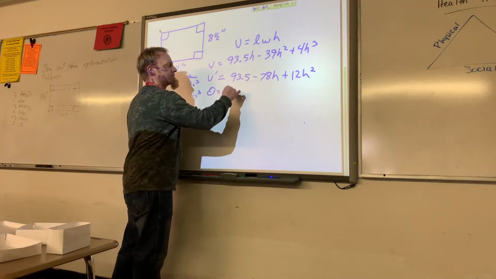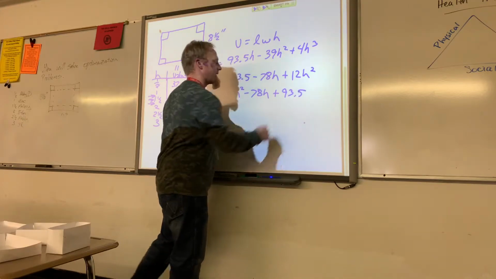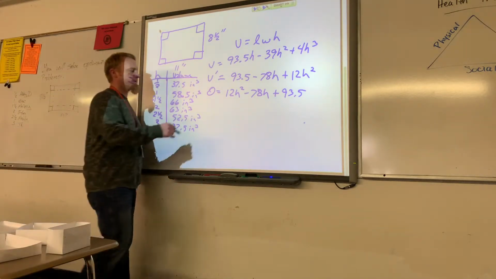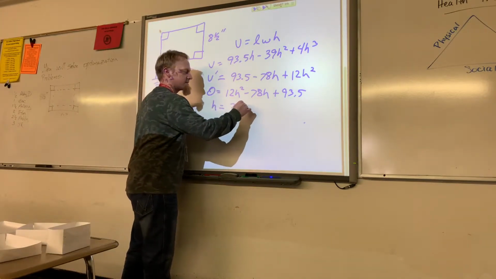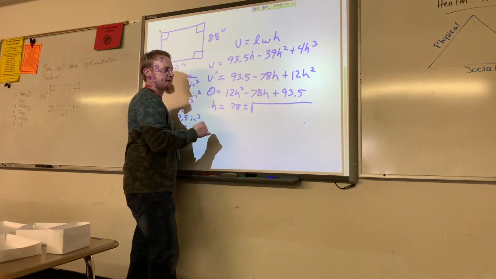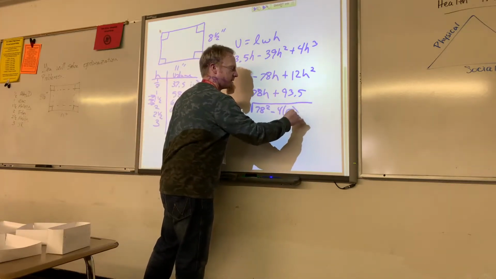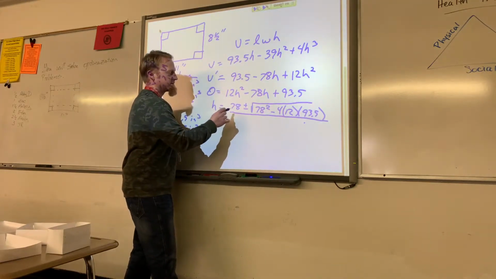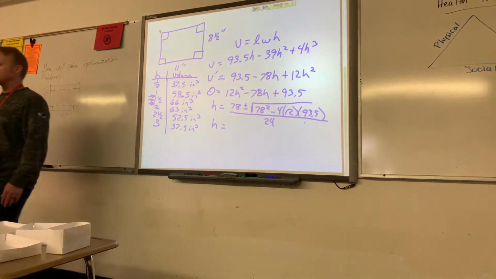I'm going to go ahead and reorder this. So 12h squared minus 78h plus 93.5. Okay, obviously I'm not going to factor that. So what are my options in going forward versus factoring? Quadratic formula. All right, so negative b is going to be 78 plus or minus the square root of 78 squared minus 4 times a, which is 12, times c, which is 93.5. Hopefully somebody's got their calculator out getting ready to nail this. And then 2 times a, which is 24. So give me those two values of h real quick.